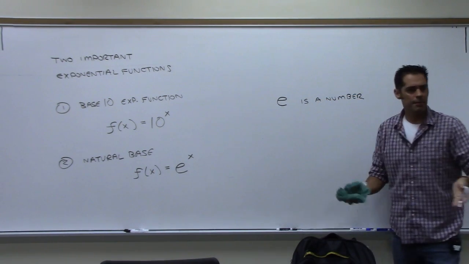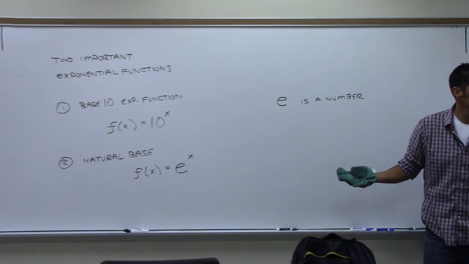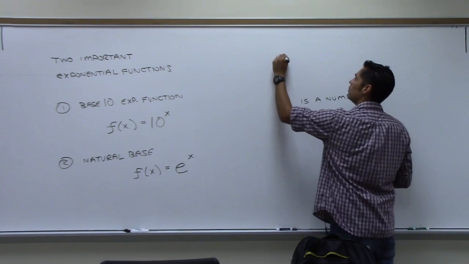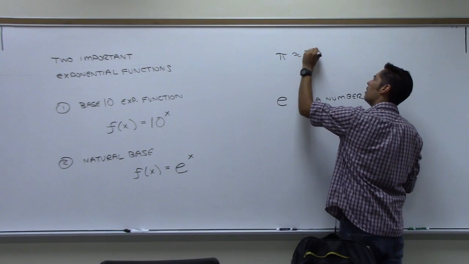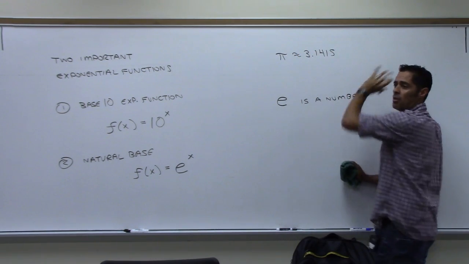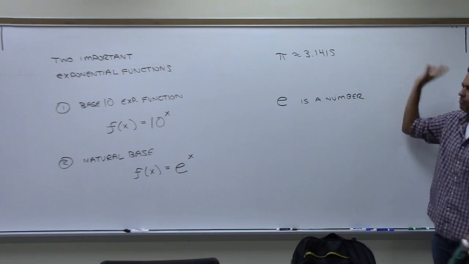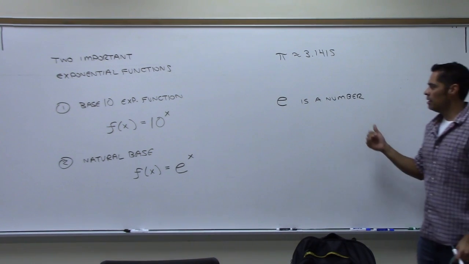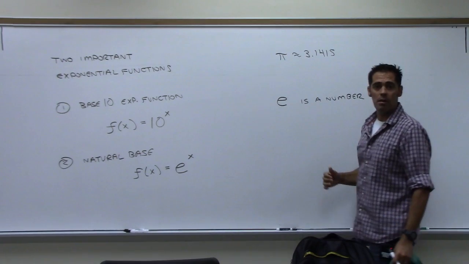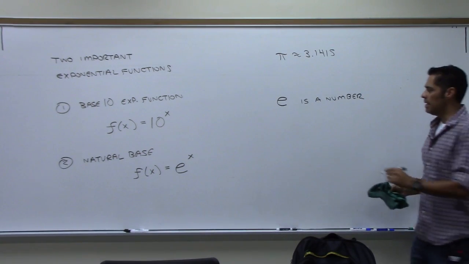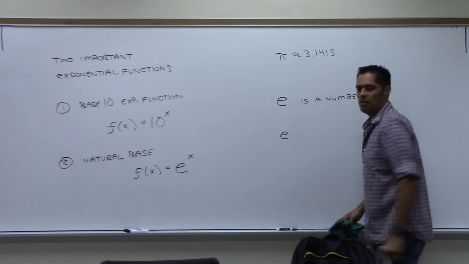Have y'all heard of pi before? The number pi, right? Everyone knows that pi is a number. It's approximately 3.1415 something. Keeps on going forever. Never stops, never has a pattern to it. It's just weird. We call these irrational numbers. E is another example of an irrational number. And e is approximately, well, let's see if you can find it on your calculator.